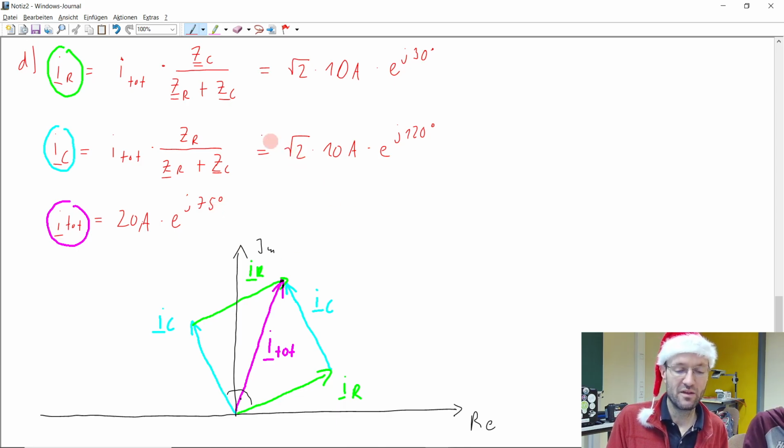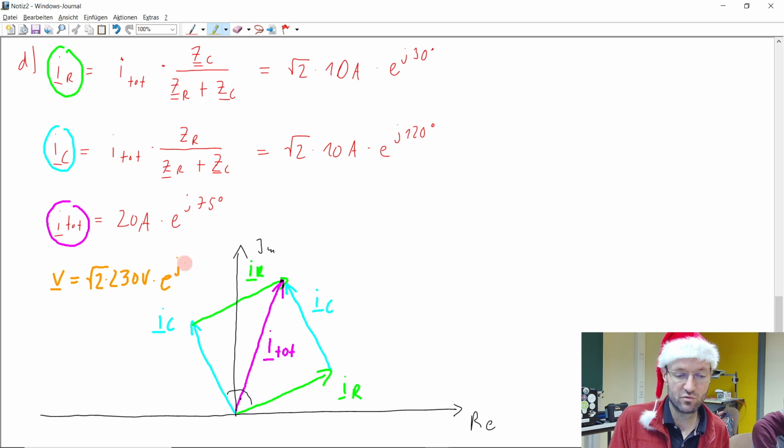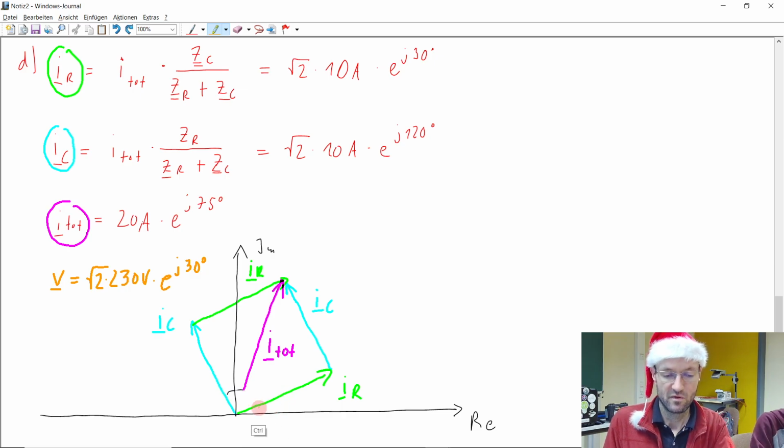The remaining thing is maybe just that we would need to have the voltage here. Also in our phasor diagram, the voltage was square root of 2 times 230 volts times e^(j30°), and this would also point in this direction here. But it would be a little longer or a little shorter, depending on what scaling factors you use.